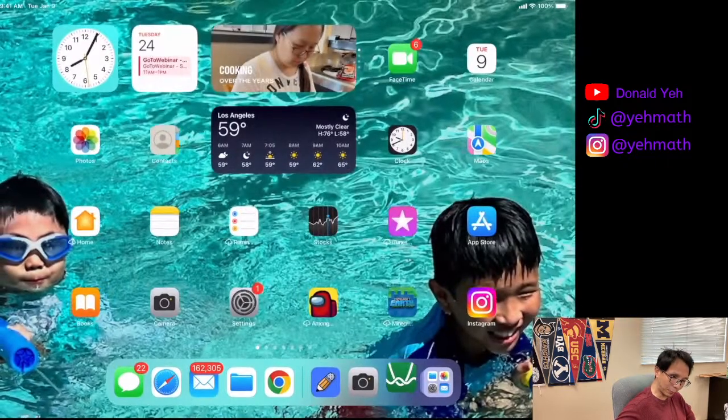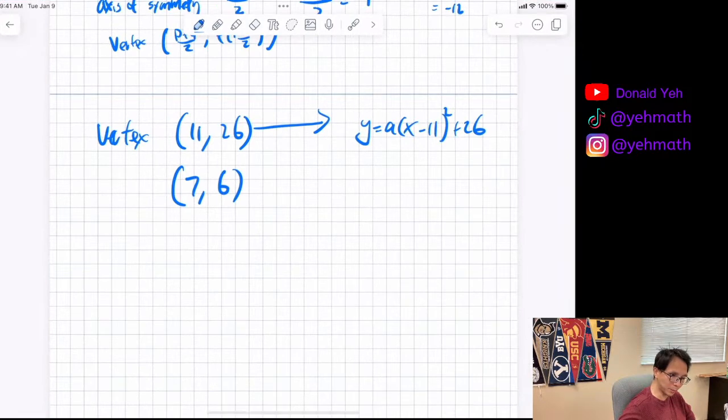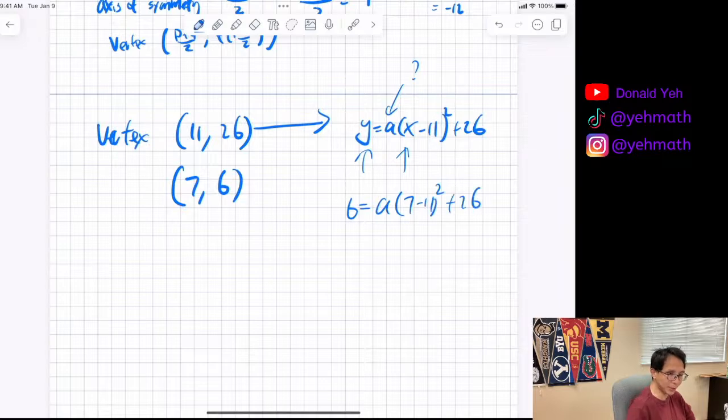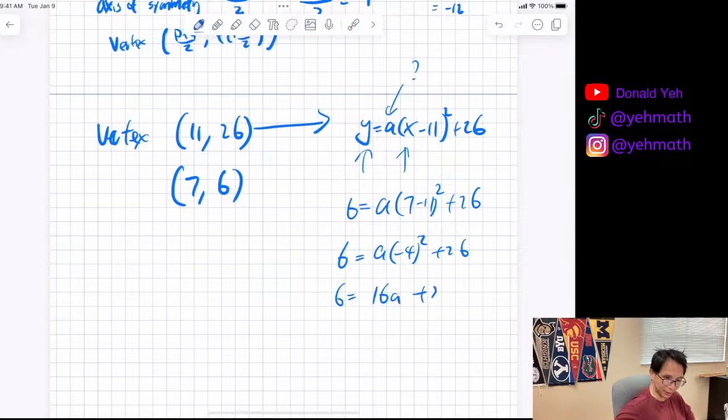So then, like what Neil says, don't we just plug in? We have an x, we have a y, and the unknown is a, right? So can I just plug in 6 equals a times (7 minus 11) squared plus 26? A lot of you don't know how to solve problems with order of operations. First of all, order of operations says we should do parentheses first. So it will be a times (-4) squared plus 26, and that's equal to 16a plus 26. Does that make sense?